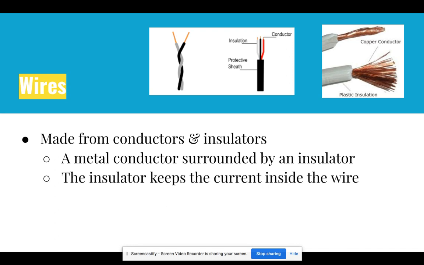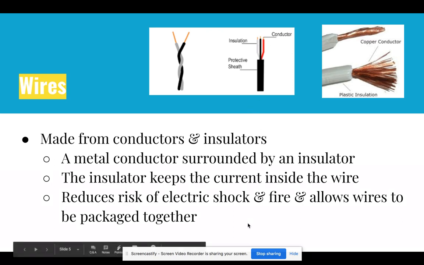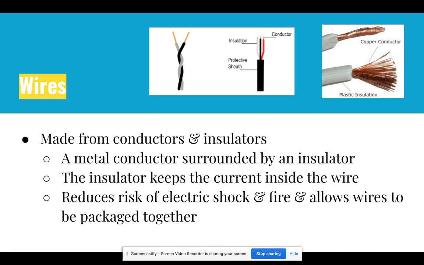So, made from conductors and insulators, a metal conductor surrounded by an insulator. The insulator keeps the current inside of the wire, reduces the risk of electric shock and fire, and allows wires to be packaged together, meaning how they're packaged together up there. But like I said, if a high amount of current was going through, it doesn't matter if you have an insulator going around it, the electricity could still go through it.